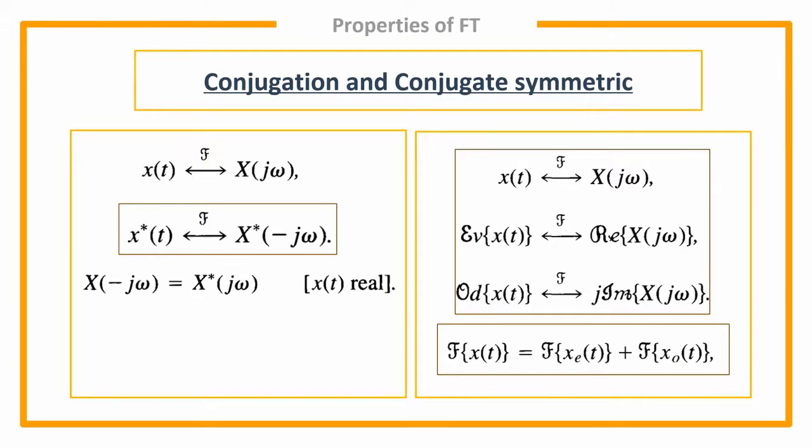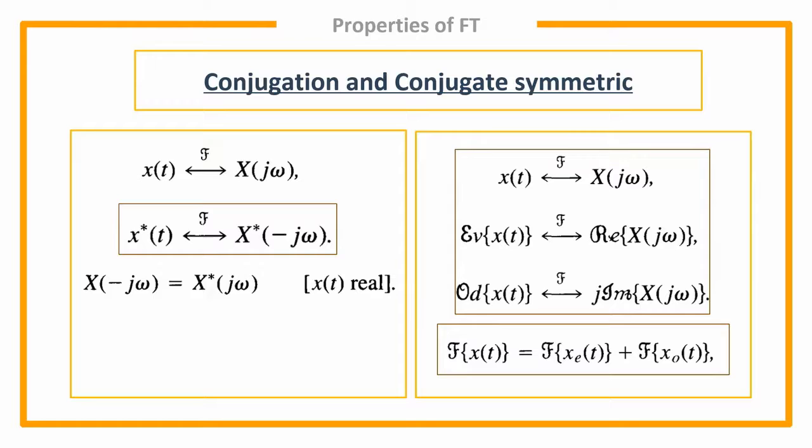The conjugation of the input signal x of t will have a Fourier transform, the conjugate of x of minus j omega. And if x of t, which is the input, is real, then we find that x of minus j omega equals the conjugate of x of j omega.